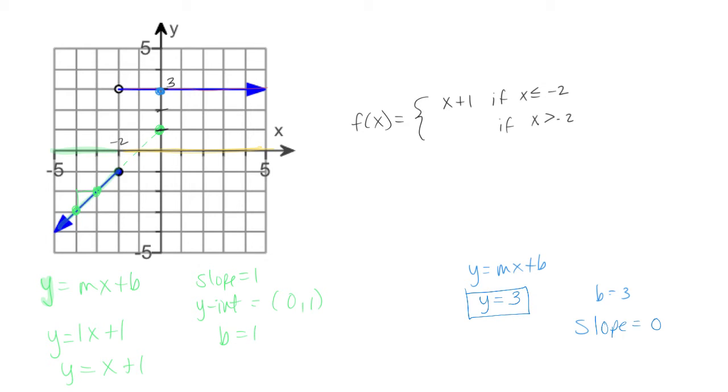And so I have my function defined: f of x would be equal to 3 if x is greater than -2. Okay, and so since we're in function notation, we're not going to use y equals mx plus b anymore. It's going to be f of x equals mx plus b. We're just replacing y with f of x. And then we've got to figure out what those equations are.